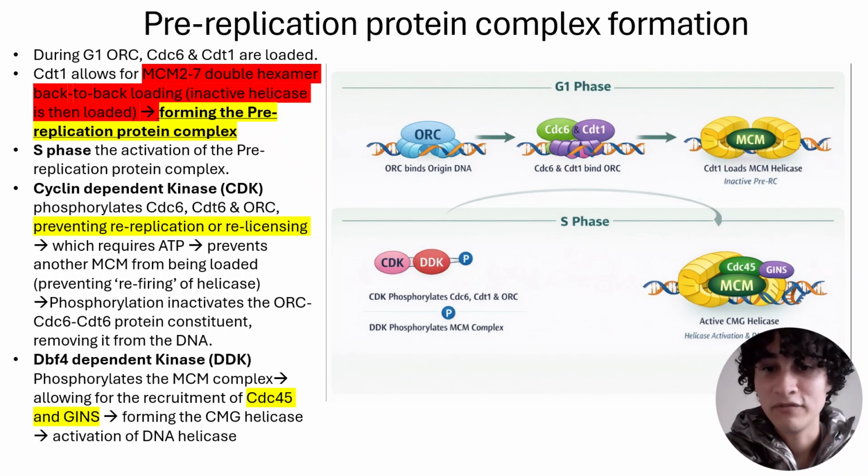Now, in the G1 phase of the cell cycle, we have our ORC complex, our CDC6 complex, our CDT1 complex, and our MCM2-7 dimer, all loaded in this kind of protein complex.